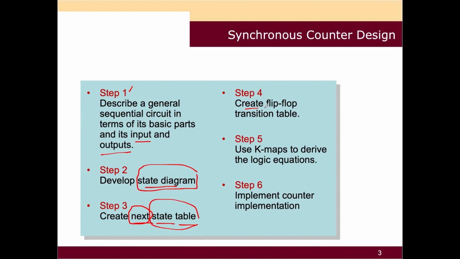And step 4, you need to create a flip-flop transition table. And step 5, you need to use the K-map. So still remember the K-map under your module 5. Although it will not be used in your final exam, you still need to apply it, of course, in simplifications all along your digital logics. So K-map is very important to derive the logic equation. And lastly, the final step is step 6, the counter implementation.